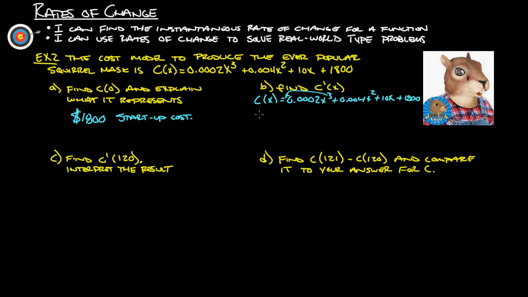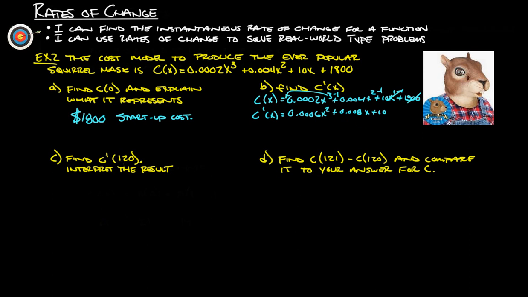So C prime of x is going to be 3 times 0.0002, which is 0.0006x to the second. 2 times 0.004 is going to be plus 0.008x to the first. 10x to the first: 1 times 10 is 10, and then you subtract 1 there, and the x goes away, and then the 1,800 is gone. So there's our derivative. Okay.